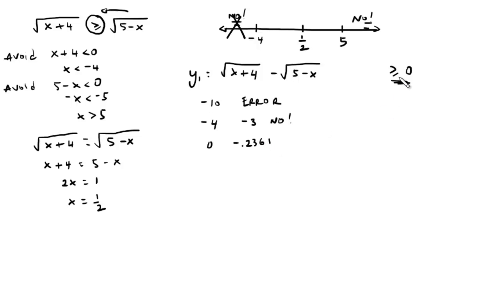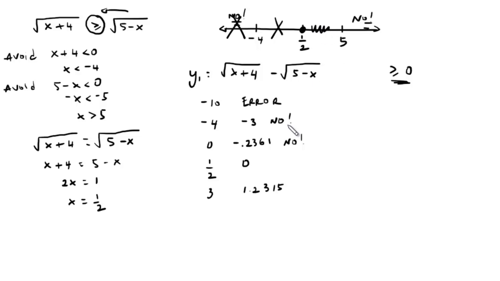0.2361. Greater than or equal to 0? No, do not shade. I typed in the critical value 1/2, and 1/2 returned 0, and that satisfies the equal to part, so you will shade. I typed in a number between 1/2 and 5. I chose 3, and 3 gave me 1.2315, which is greater than or equal to 0.